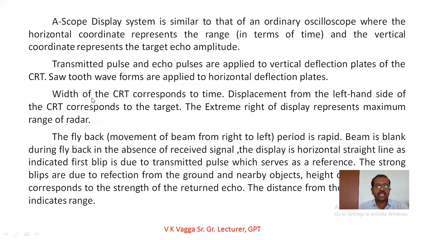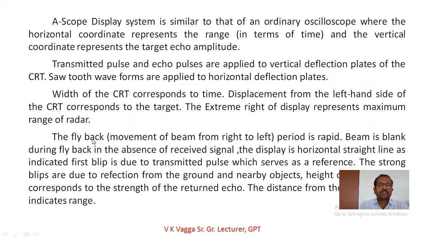So for that purpose, I am going to read this again. The width of the CRT corresponds to time. The displacement from the left-hand side of the CRT corresponds to the target. The extreme right of the display represents the maximum range of the radar. It should be able to receive the echo within this maximum range.